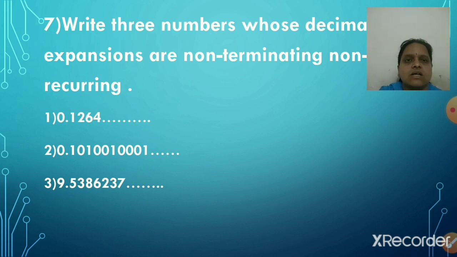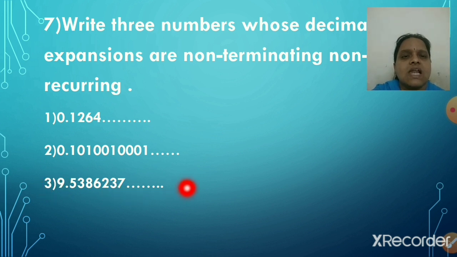Let us see the answer. Here I have given 3 examples. 0.1246. Can you see here? The digits are not repeated. Similarly, I have put dot dot dot, which means it is non-terminating. See the second example, 0.1010010001. Here you can see the digits are repeated but not in the same group. So here 1 0, then 2 zeros, then 3 zeros. Therefore, these are non-terminating and non-recurring.